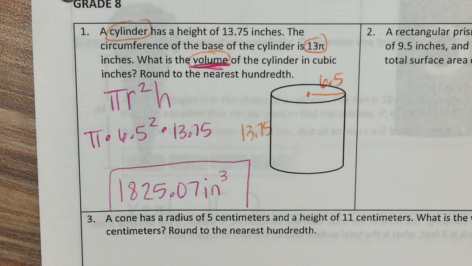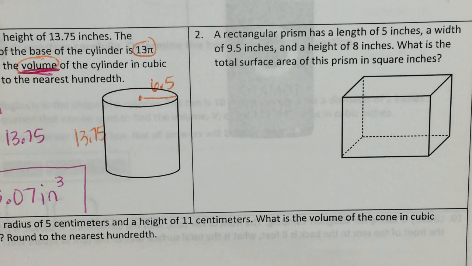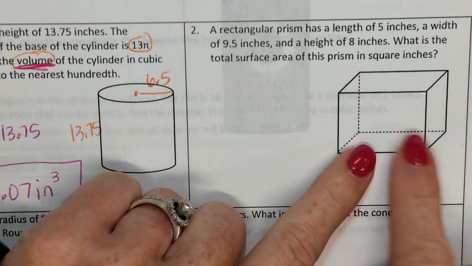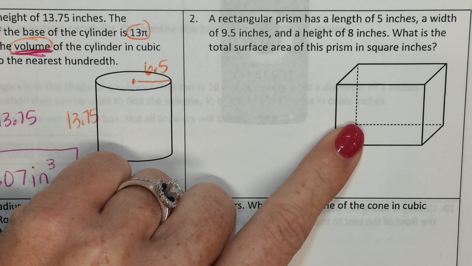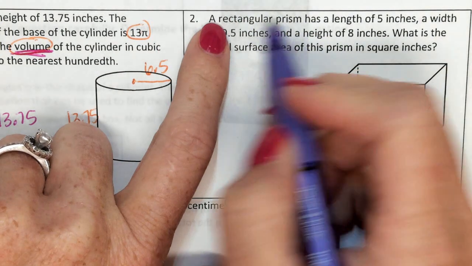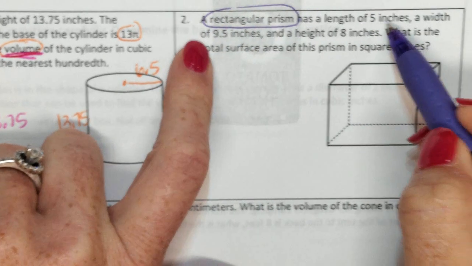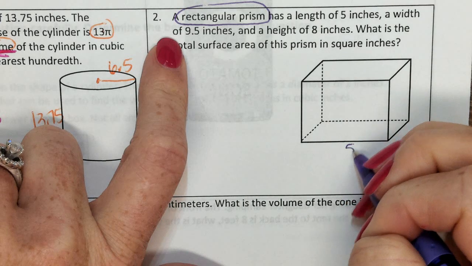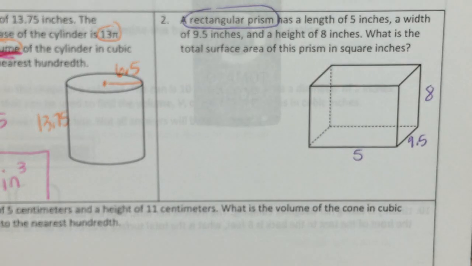All right, so I'm not going to do any more cylinders or cones with y'all because the formulas are super easy, but I am, however, going to do a rectangular prism and a triangular prism because it's been a while since we've done it. So everybody right here on number 2. Everybody go to number 2. It says a rectangular prism, what should I circle? Has a length of 5, so go label the length, a width of 9.5, and a height of 8. Go label it. A length, a width, and a height.